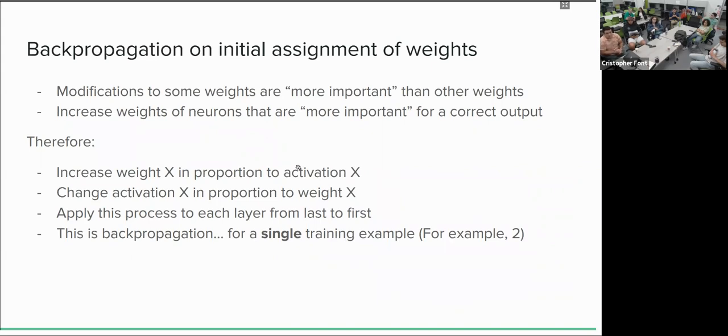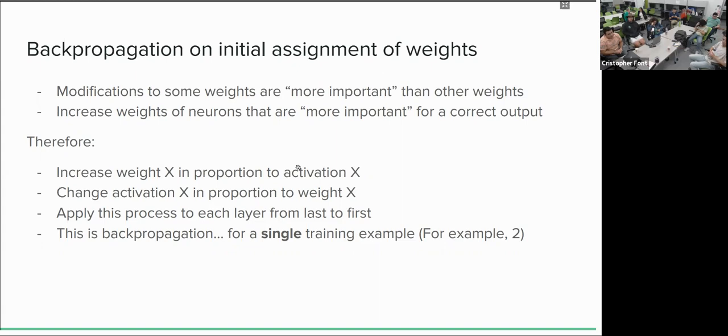Nothing too complicated there. Like you already mentioned, some weights are more important than others, and we want to increase the weights of the neurons that are more important to have a correct output. So now we don't just want to change the weights. We don't just want to change the activations. We want to change the weights in proportion to the activation. So this is their responsibility. We're going to change the weights that are very important by a lot, and the weights that are not so important by a little bit. Same thing we're going to do with activation. The activation is going to change with the weight, right? So if there is a lot of activation, then the weight is going to change a lot. Since the weight changed a lot, the activation is going to change a lot. Kind of circular.